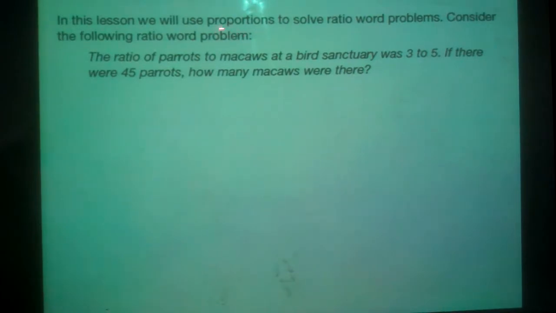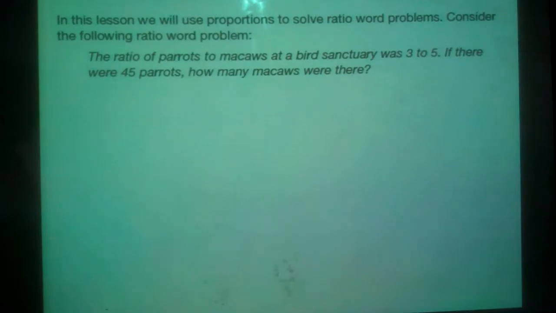So proportion, remember, that's just when we have two fractions set equal to each other, or two ratios set equal to each other. Okay. So the ratio of parrots to macaws at a bird sanctuary was 3 to 5. If there were 45 parrots, how many macaws were there? Okay. So it gives us a ratio, 3 to 5, a way to relate two things together. We could write it as a fraction too, 3 over 5. And it also gives us an actual amount of parrots. And we can actually use that information to figure out how many macaws there were.